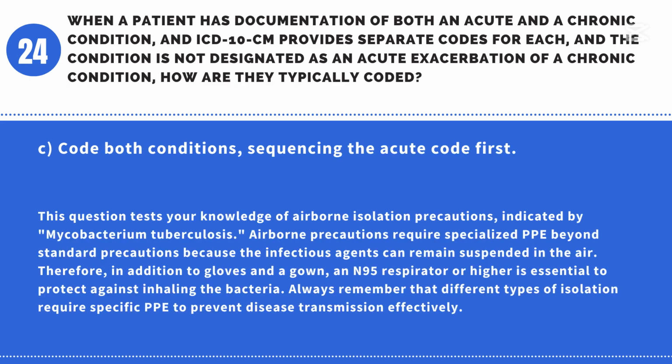Answer: C. Code both conditions, sequencing the acute code first. When separate codes exist for both the acute and chronic forms of the same condition, and both are present and treated during an encounter, ICD-10-CM guidelines generally instruct to code both, listing the acute code first. This applies unless otherwise specified by a specific guideline for that condition, like the acute exacerbation rule. For example, acute and chronic sinusitis would typically be coded with the acute sinusitis code first. Always verify with specific guidelines, but prioritizing the acute code is a common practice.